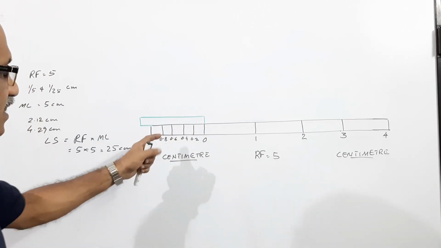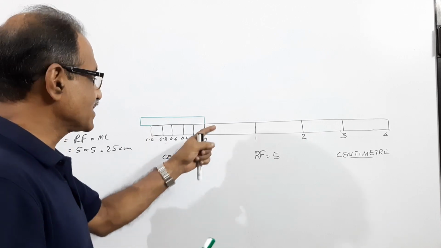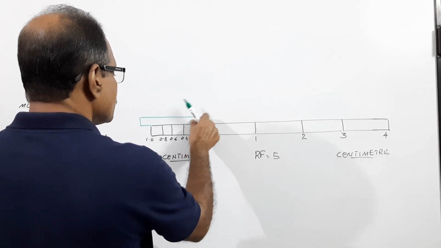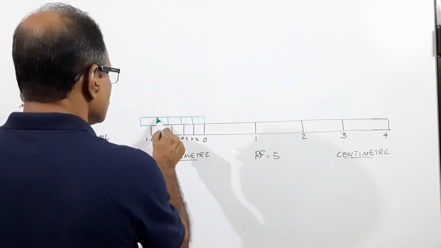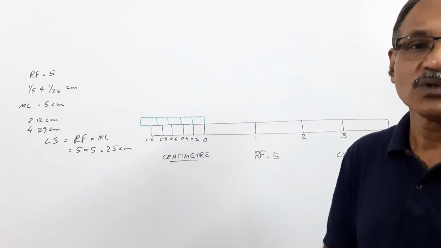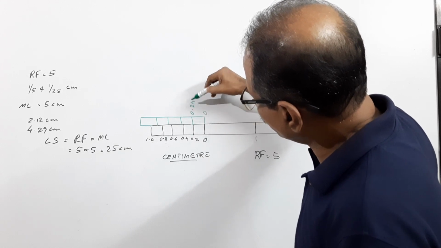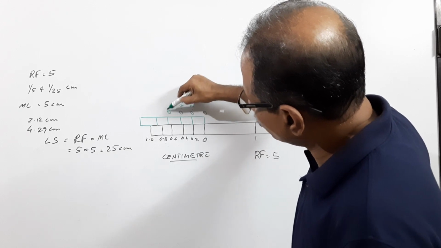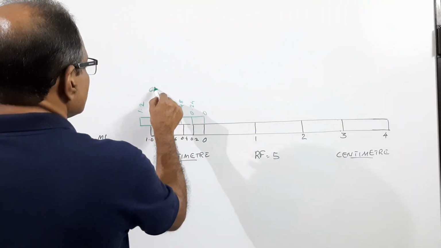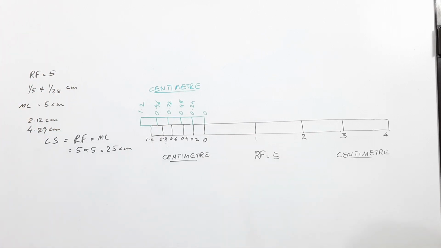6 divisions. That is, each division is 0.2. So, to 1 centimeter, 0.2 is to be added. That is 1.2 centimeters. This corresponds to 1.2 centimeters and I divide it into 5 equal parts. Each division is 0.24, 0.48, 0.72, 0.96, 1.2. What's the unit? Centimeters. Agreed?